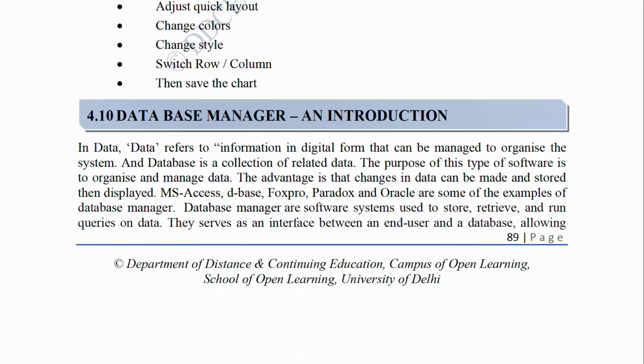4.10 Database Manager and Introduction. Data refers to information in digital form that can be managed to organize the system. And database is a collection of related data. The purpose of this type of software is to organize and manage data. The advantage is that changes in data can be made and stored, then displayed. MS Access, DBase, FoxPro, Paradox, and Oracle are some of the examples of database manager.